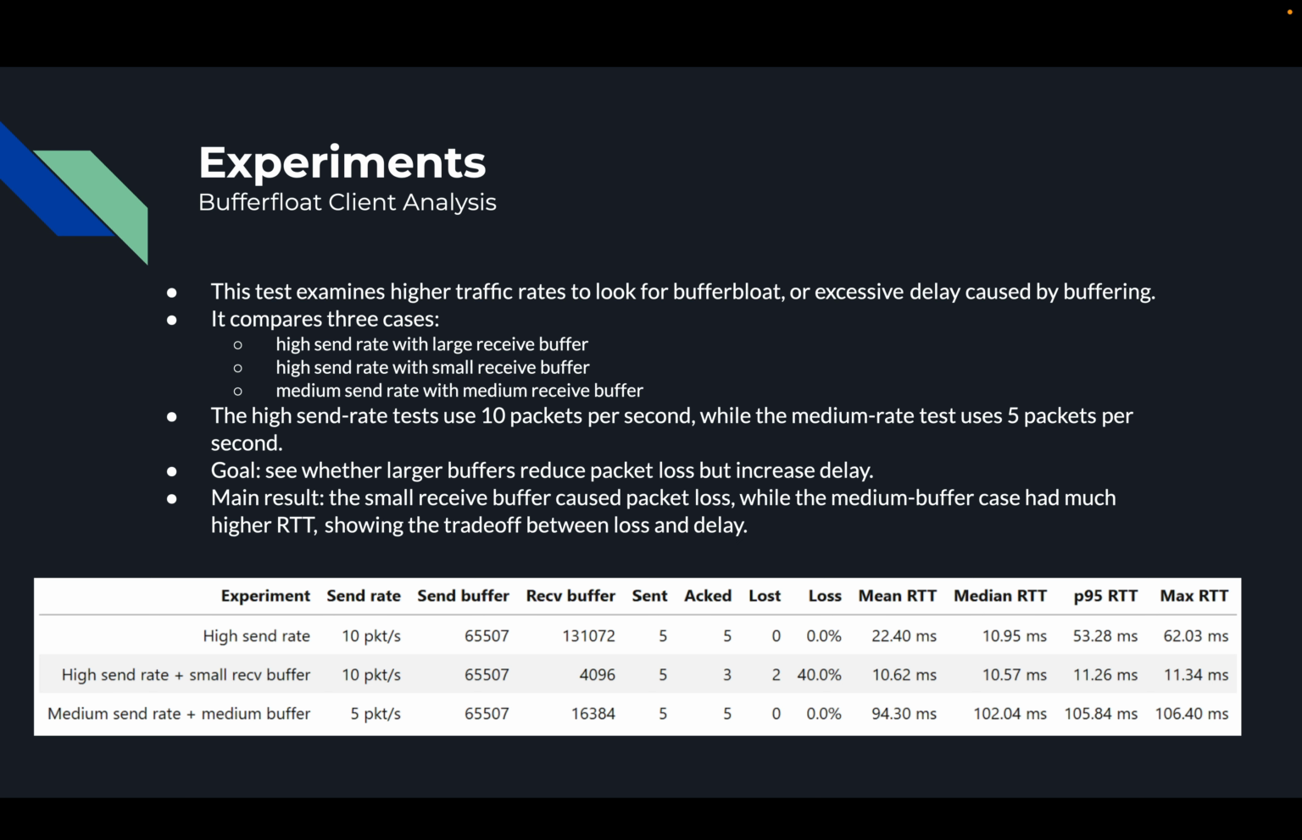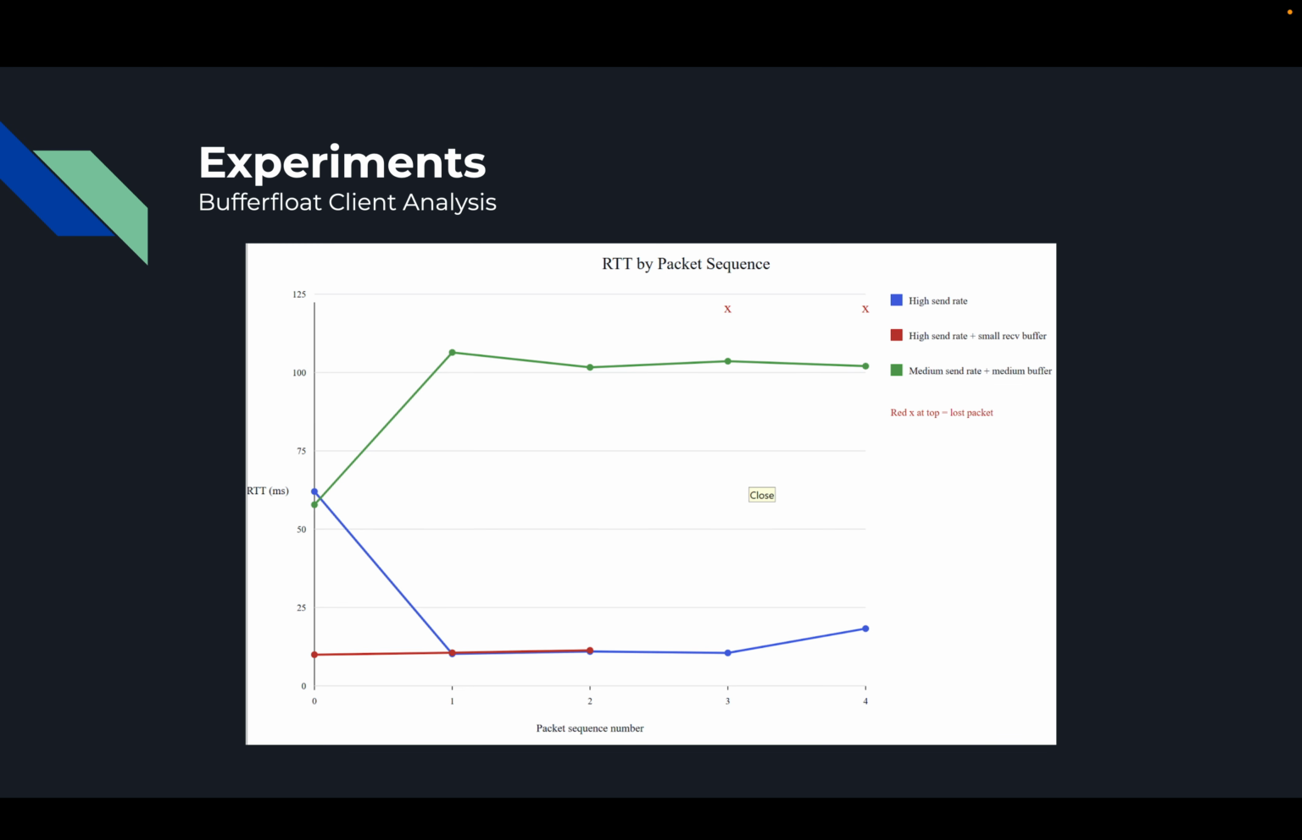This shows two different failure modes. Small receive buffers can cause loss, while larger buffering can preserve packets but increase delay.